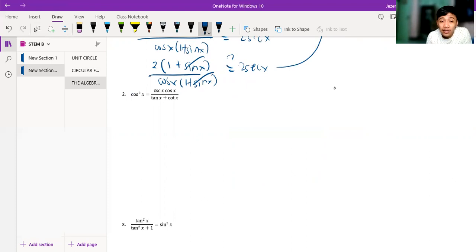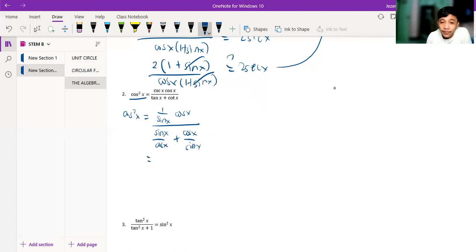So gawin natin cosine squared x itong right side. Okay? So cosine squared x is equal to, dapat daw itong part na to. So sabi kanina, gawin muna natin lahat sine at cosine. So cosecant x equals 1 over sine x. And cosine x over tangent x equals sine over cosine. So cotangent ay cosine over sine.